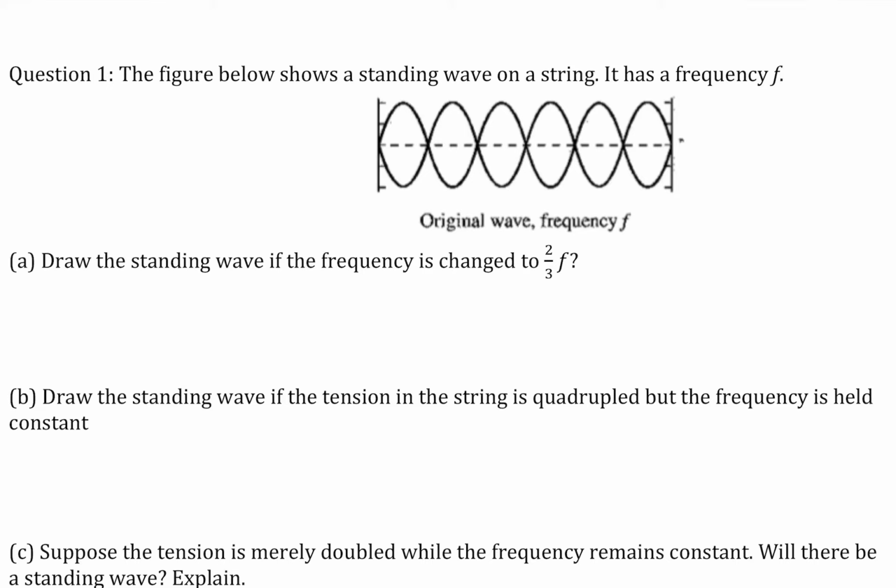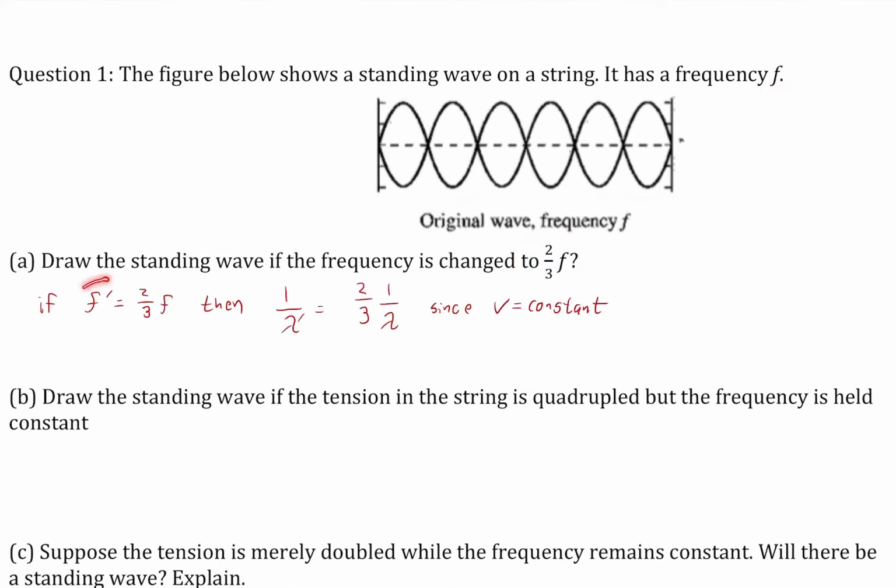Okay, so the figure below shows a standing wave on a string. It has a frequency f. What harmonic is that, by the way? I bet you can tell me. Say it to yourself. What harmonic is shown here? So draw the standing wave if the frequency is changed to 2/3 of f. So we're just going to take this information, know that it started at f, and then know that we're changing up to 2/3 of the original frequency. How would we do that?